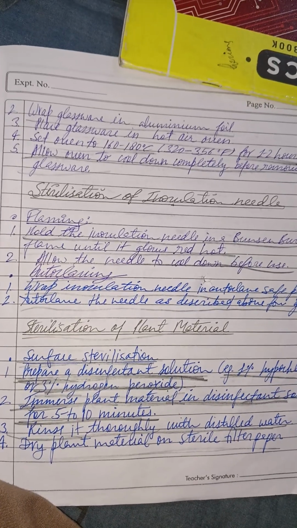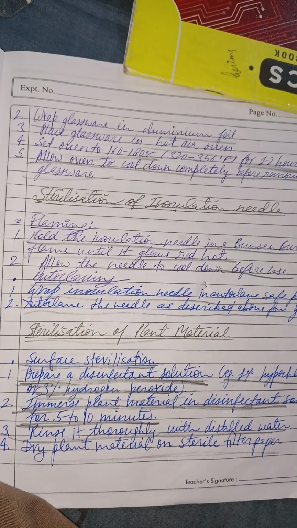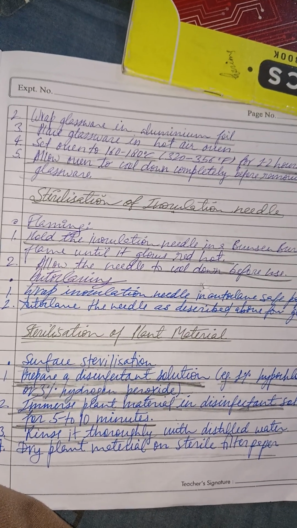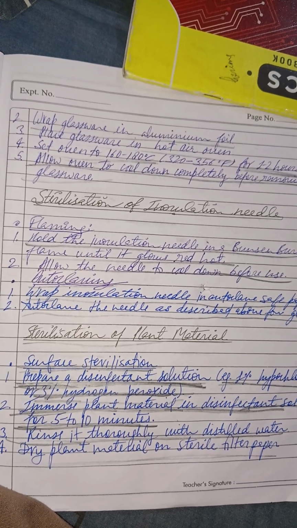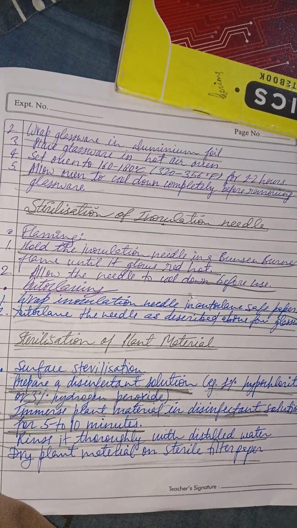Sterilization of inoculation needle. Hold the inoculation needle in a Bunsen burner flame until it glows red hot. Allow the needle to cool down before use. For autoclaving, wrap the inoculation needle in autoclave safe paper and autoclave the needle as described above for glassware.